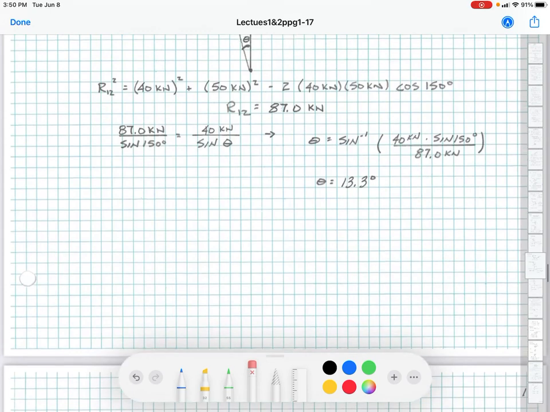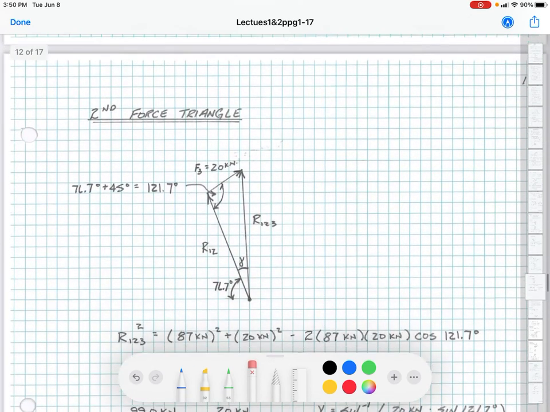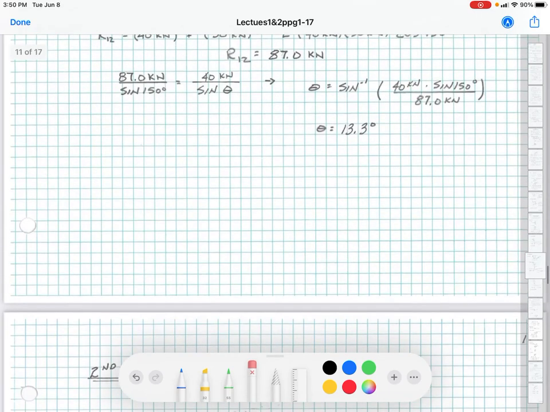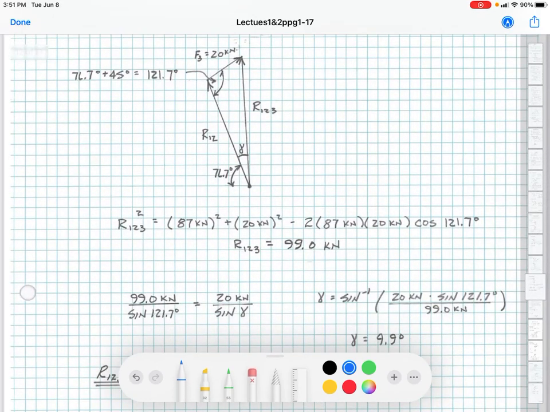So we're going to take R12 and add to it our F3. We take our second force triangle, and let's look at this. We've got R12, and we know that R12 was at 13.3 degrees from the vertical. So if that from the vertical was 13.3, that means from the horizontal it's 76.7, because 76.7 plus another 13.3 brings us up to that vertical.